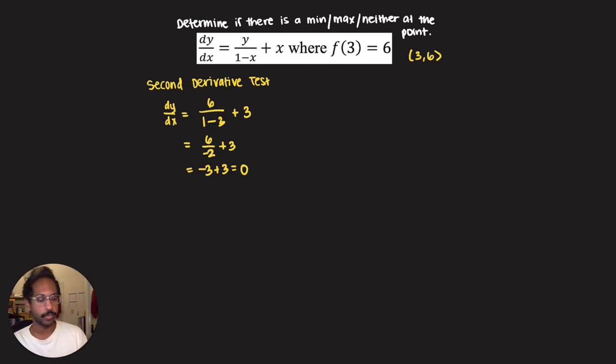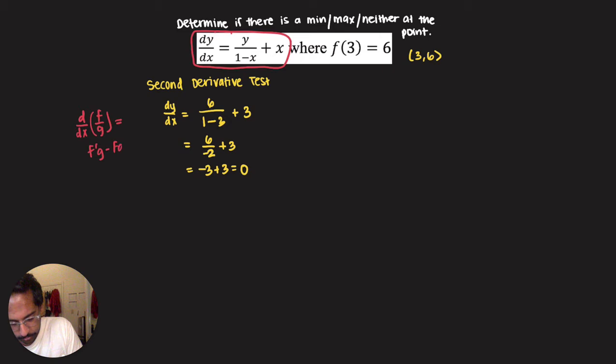Now to find the second derivative, we need to find the derivative of the differential equation we have here. Since we have dy/dx, we're going to find the derivative of what's on the right. To find that, I know that y over 1 minus x, I'm going to have to use the quotient rule. The derivative of f over g equals f prime g minus f g prime, all over g squared. And so we're going to use that here.